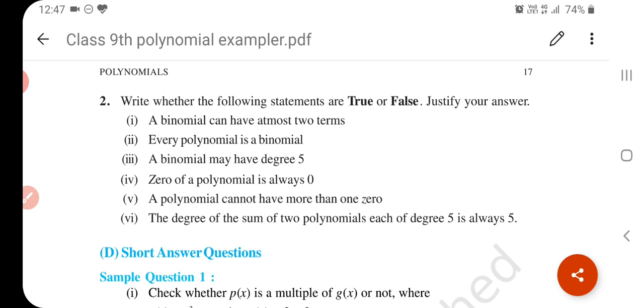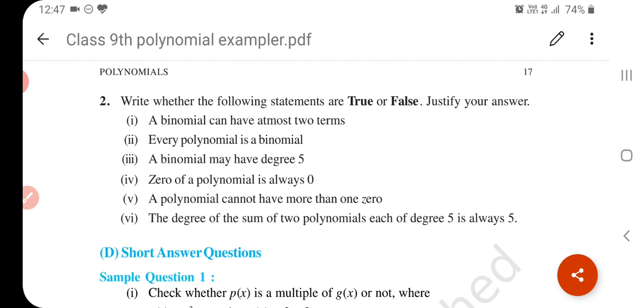So degree can be 5 also. Okay, binomial में degree 5 भी हो सकती है. Understand? Now, 0 of a polynomial is always 0. This is also false because 0 of a polynomial can be any real number. Okay, understand? A polynomial can not have more than 1 0.